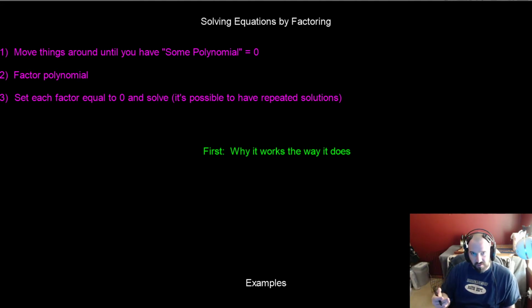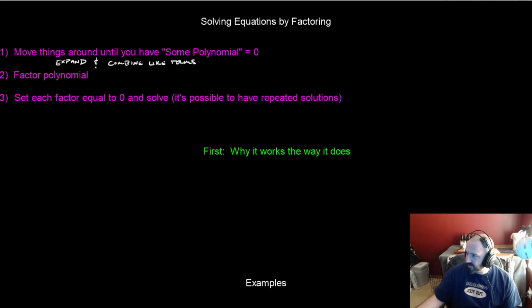If you want to solve these equations by factoring, then you move through these 3 steps roughly. Move things around until you have some polynomial equaling 0. Remember that you want to expand everything if it's kind of contracted, and one of the examples is. So be sure to expand and combine like terms. Factor the polynomial, then set each factor to 0 and solve. You may end up with repeated solutions, and I'll show you how to deal with those.